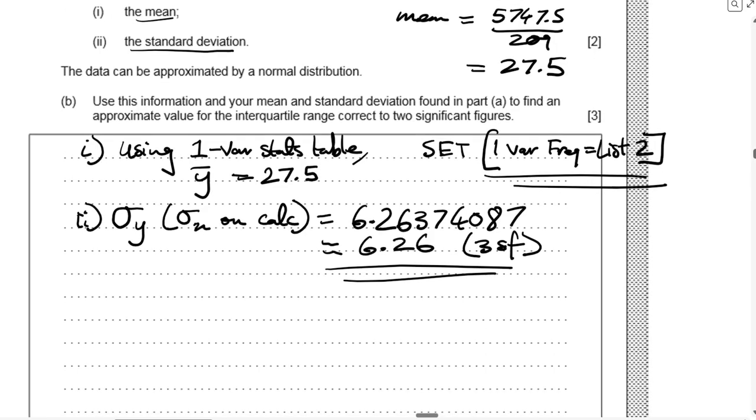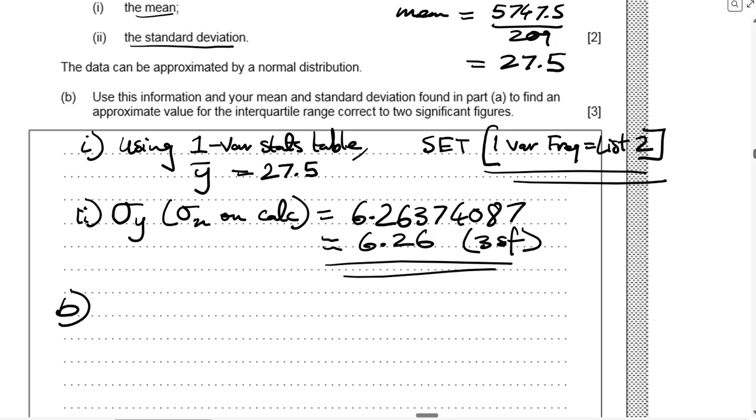And now we can do B. B, the data can be approximated by a normal distribution. Use this information and your mean and standard deviation found in part A to find an approximate value for the interquartile range correct to 2 SF.